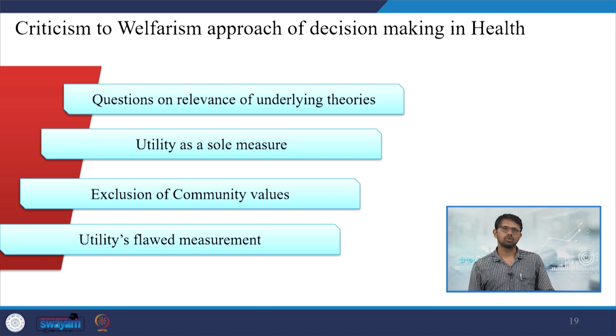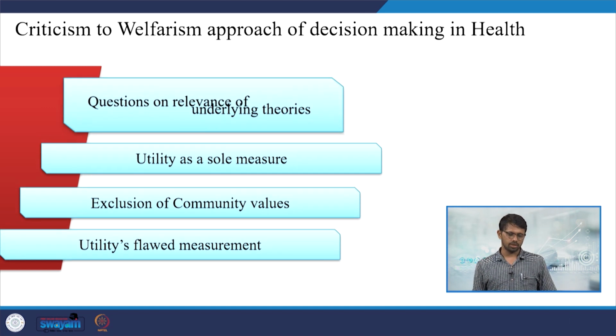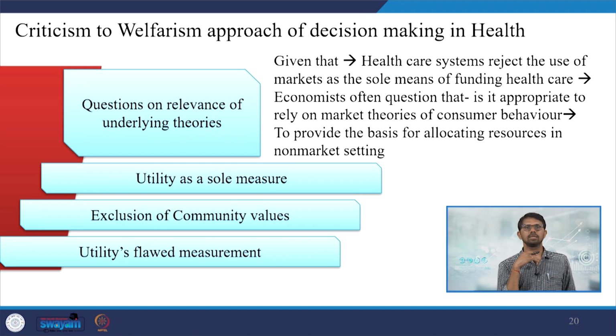Criticisms are discussed through questions on relevance of underlying theories, utility as a sole measure, exclusion of community values, and flawed measures of utility. We start with the relevance of underlying theories. This suggests that healthcare systems reject the use of markets as the sole means of funding healthcare. Economists often question whether it is appropriate to rely on market theories of consumer behavior to provide the basis for allocating resources in a non-market setting.